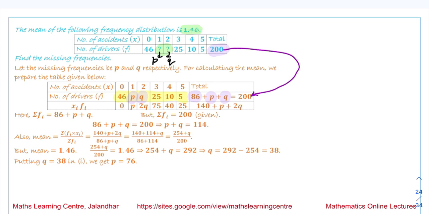So what we get from this is that P plus Q is equal to 200 minus 86, that is equal to 140. Next thing we have to calculate is the sigma xi fi. So it is 0 into 46 is 0. 1 into P is P.